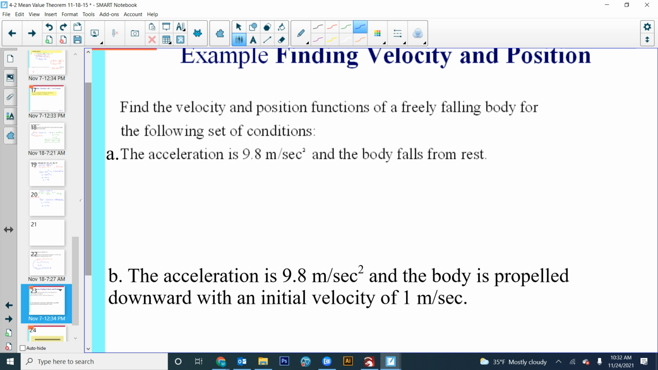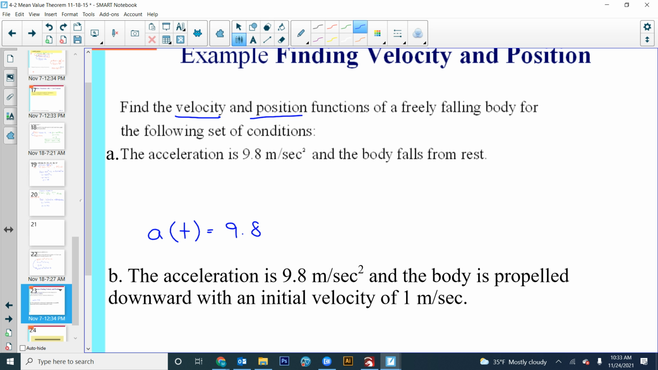Here we go. Find the velocity and position functions of a freely falling body for the following set of conditions. Ooh, are you ready? They're telling us acceleration is 9.8. Now, I understand it's supposed to be negative, unless you're talking about it falling. So what's it asking us for? Find the velocity, antiderivative, and position, double antiderivative.